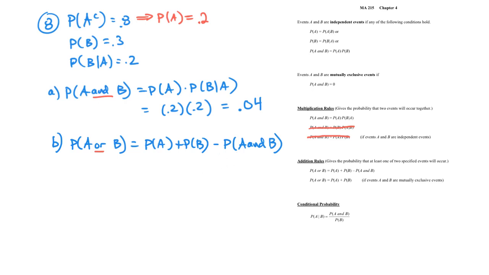So then we get the probability of A, which is 0.2, plus the probability of B, which is 0.3, minus the probability of A and B, which is 0.04, which gives us a total of 0.46. And always remember, when you get your answer, check and make sure it's between 0 and 1, which it is.